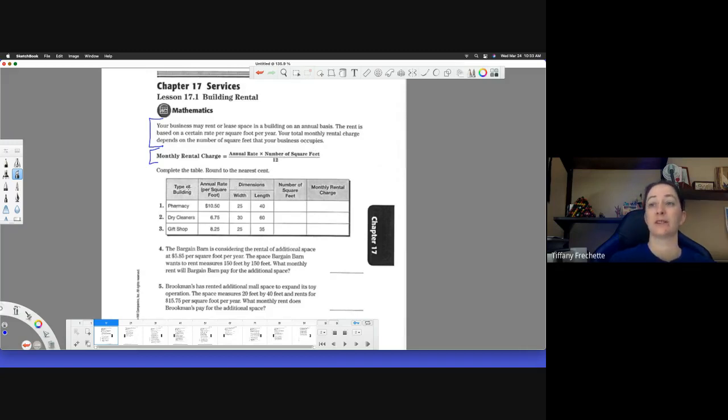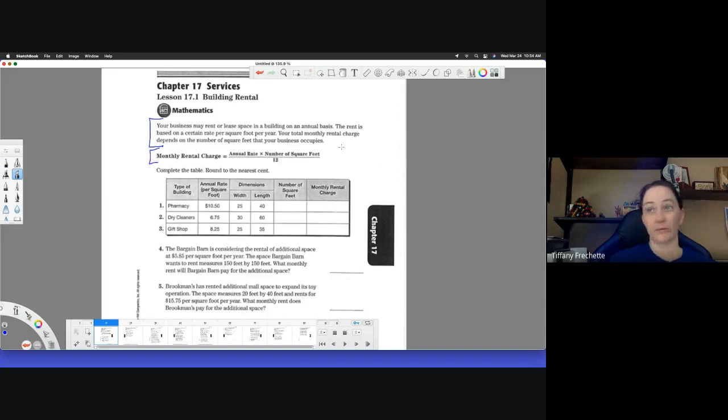So they tell us type of building, which is a little bit of extra information. It truly doesn't matter what type of building it is. The only time that might start to matter is if certain types of businesses may cost more based on risk of the building or something along those lines, but they're not going to make you get that intricate with this. They're just going to give you, pharmacy annual rate per square foot is $10.50. So we need to know how many square feet we have. The dimensions of the building are 25 by 40.